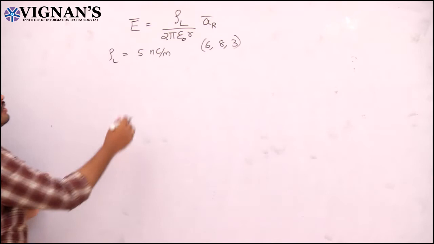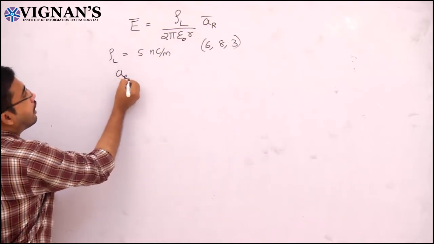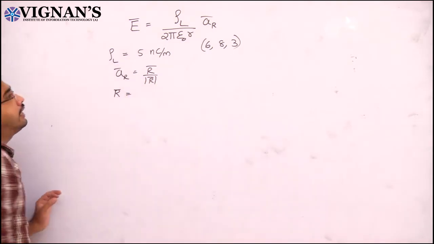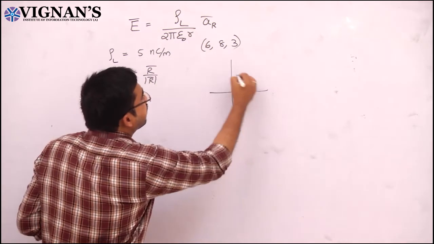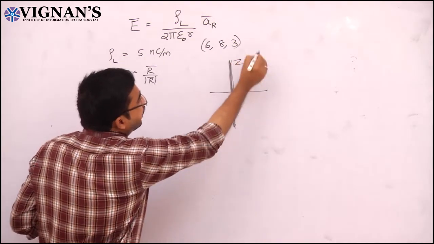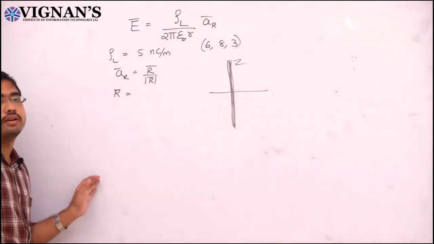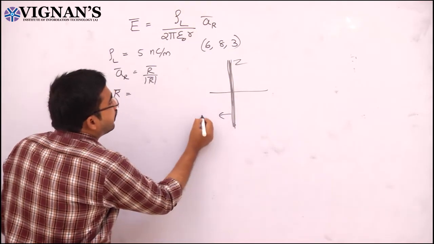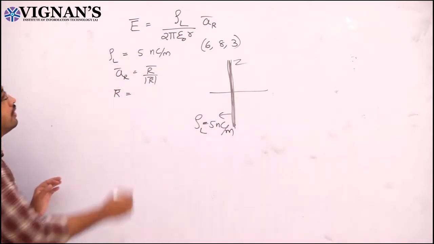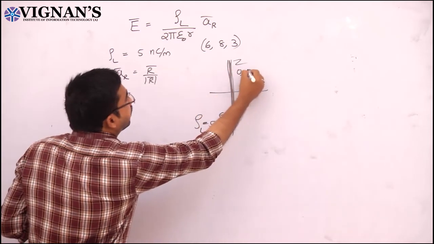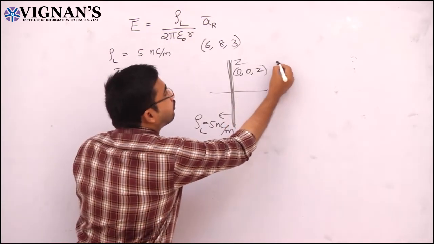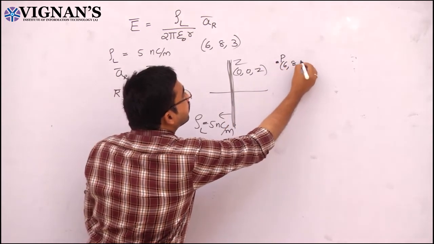For these types of sums, directly we can find the unit vector AR bar, which is given by R bar by mod R bar. What is R bar? Assume that the infinite line charge is placed on the z-axis with a line charge density of 5 nanocoulombs per meter. Take a point on the axis as (0, 0, z). They are asking you to find the electric field intensity at some point P (6, 8, 3).